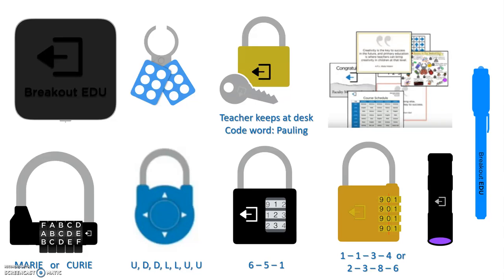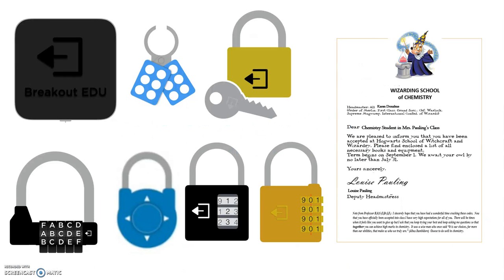The setting is up, down, down, left, left, up, up. The 3-digit lock needs to be set to 6, 5, 1. And the 4-digit lock can either be set to 1, 1, 3, 4, or to the code 2, 3, 8, 6. And I will show you in a few slides how you will need to use the UV pen to set up your materials.